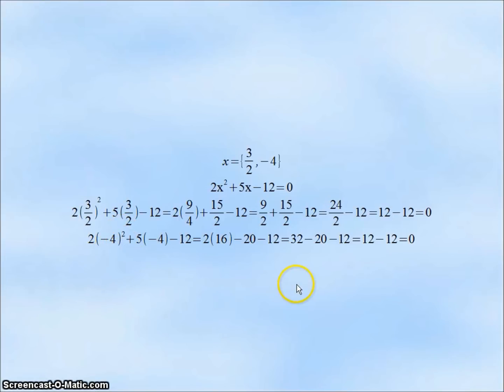Negative 4 squared is 16. 5 times negative 4 is minus 20. And the minus 12 just comes along for the ride. So 2 times 16 is 32. Minus 20, minus 12, they're just along for the ride. Let's evaluate. 32 minus 20 is 12. Minus 12 comes along, but 12 minus 12 is 0. Checks out fine.